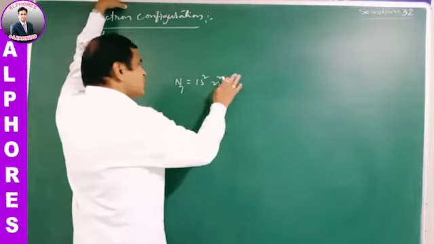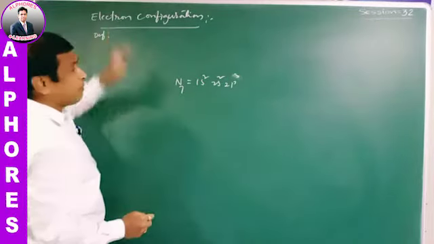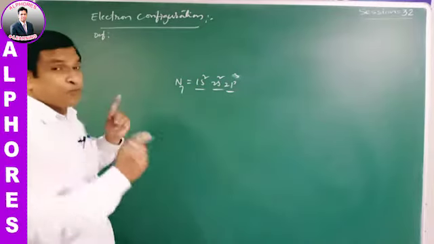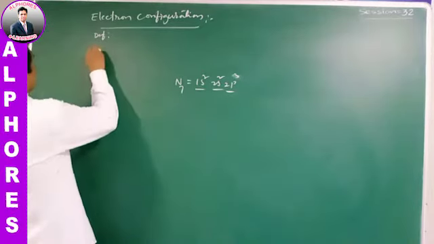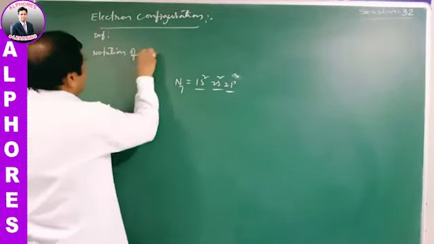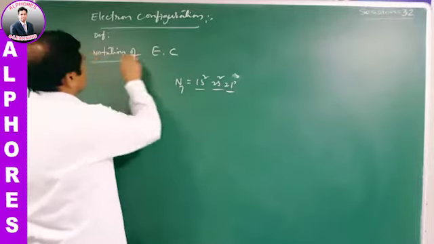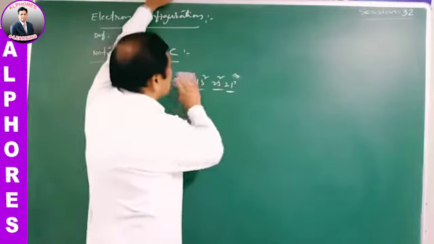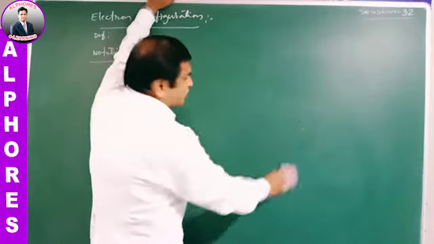So based on rules we have, okay, that is no problem. But sir, what is the representation of this configuration? That is called notation of electron configuration. Notation means method. Method of representation of electron configuration. Which method are we following to represent electron configuration?